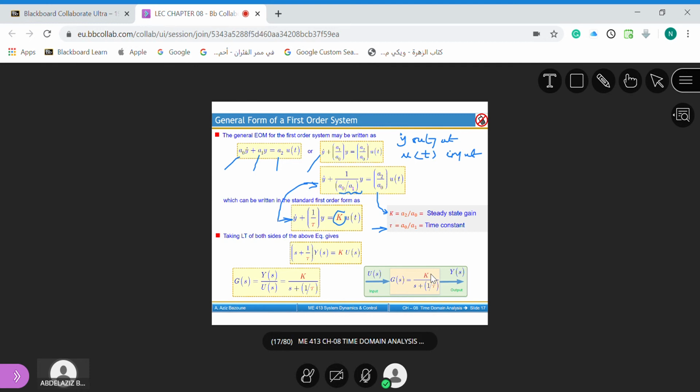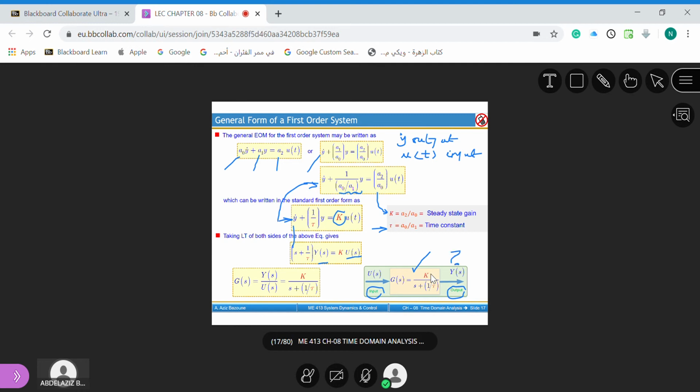So now, if we take the Laplace transform of this one, we can say s Y of s plus 1 over tau Y of s is equal to K U of s. And if we take now the transfer function, which is the output over the input, we get G of s is equal to Y of s over U of s, which is K over s plus 1 over tau. So we can write it in this form. U of s is the input. Y of s is the output. We have the transfer function.